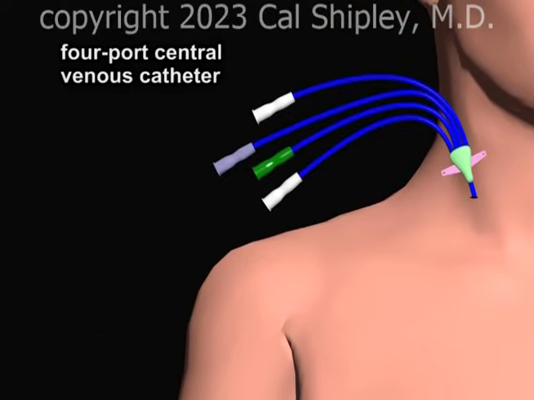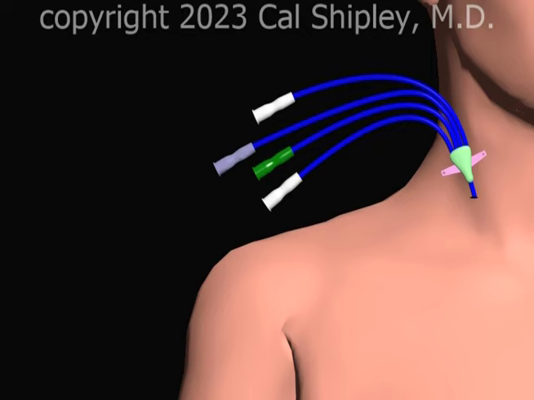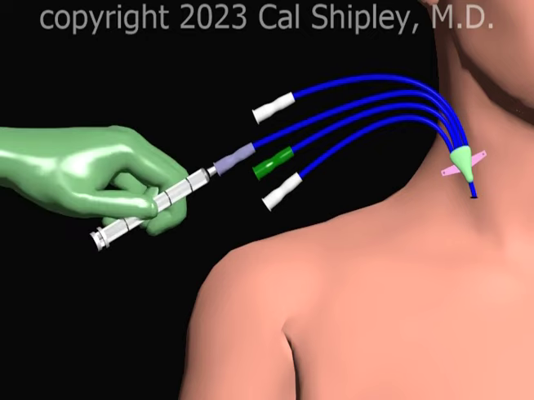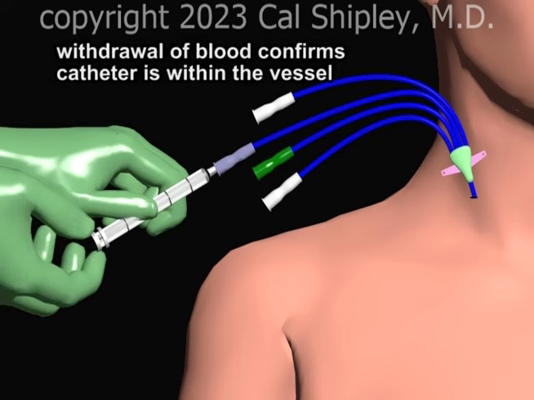Central venous catheters typically have multiple ports or channels running through the main catheter. This example depicts a catheter with four ports. Withdrawal of blood is performed to confirm that the catheter is within the right atrium.